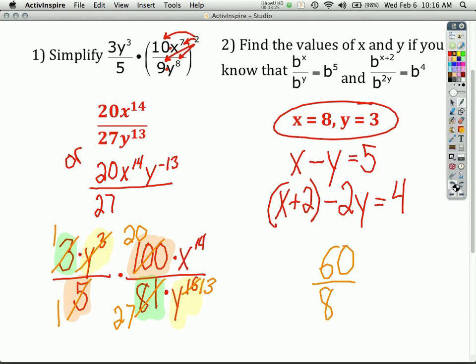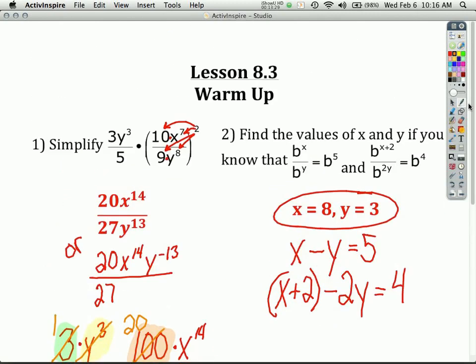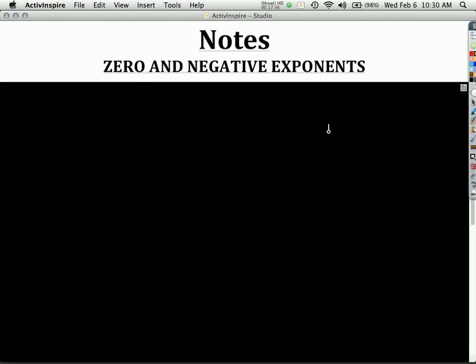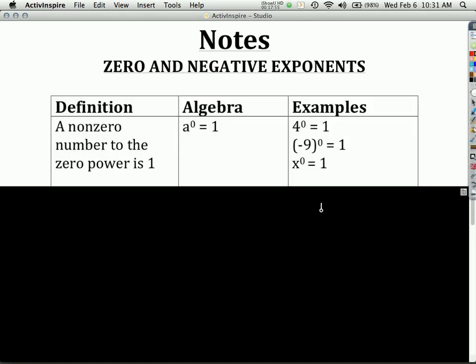Okay, put the warm-up to the side and take out the last lesson. Today you're going to be introduced to the idea of an exponent of 0, and you're going to be introduced to the idea of a negative exponent. You're also going to learn how to work with them. So, let's start with 0 as an exponent.